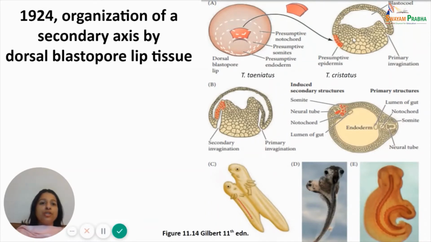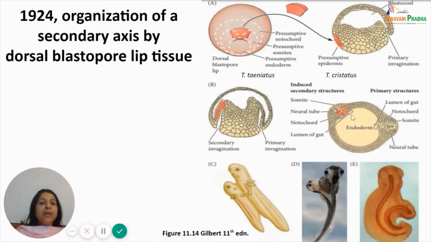This pigmented donor tissue underwent invagination and it entered the gastrula through this secondary invagination in the host embryo. Now, the pigmented donor tissue continued to undergo self-differentiation and it formed chordamesoderm and all the other mesodermal structures that normally develop from any dorsal lip. Eventually, some induced secondary structures could be seen in the host embryo. And here it was even seen that somites were formed from both the donor and the host tissues. Neural tube was formed by both the donor and the host tissues.